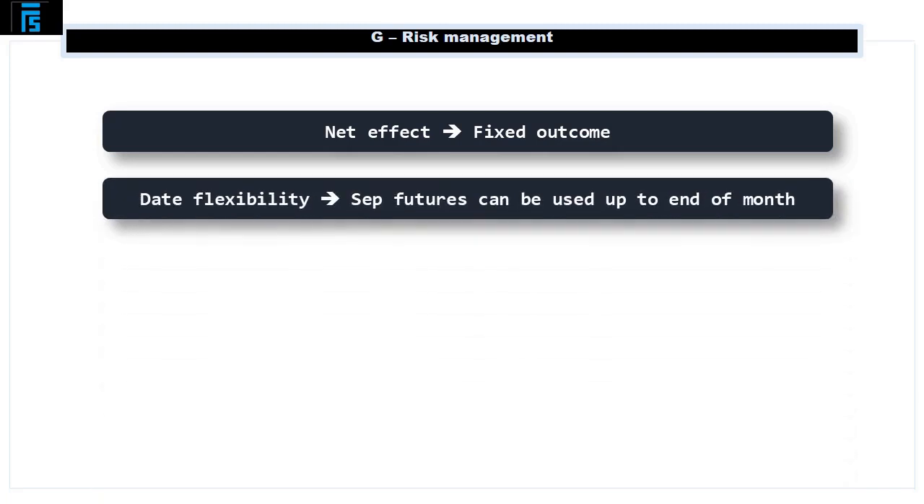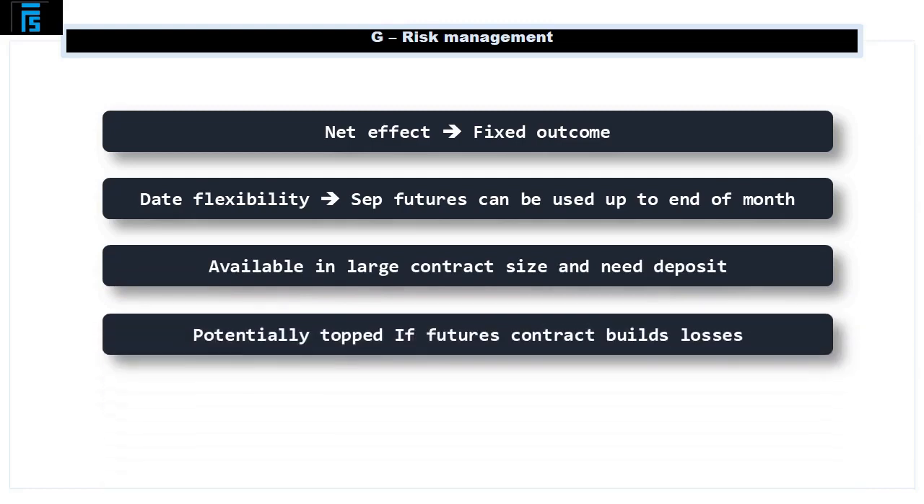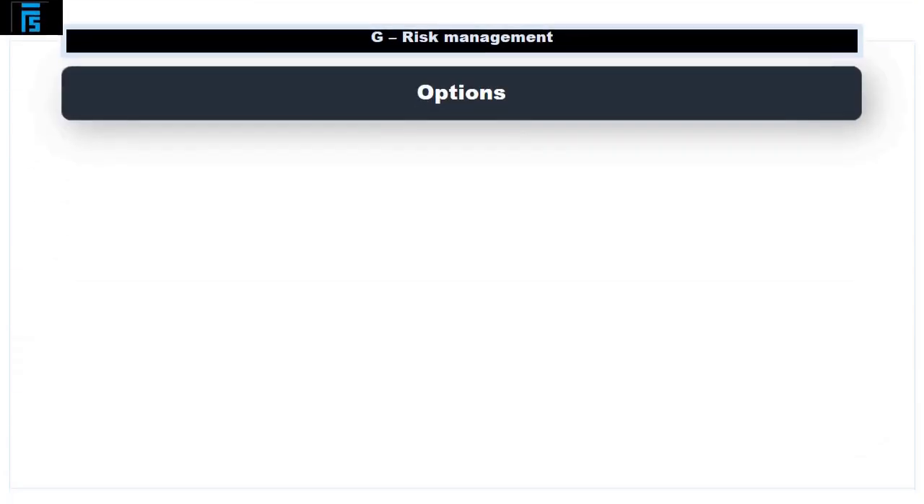Futures give some date flexibility. For example, September futures can be used at any time up to the end of September. So if the customer pays a little late, this can usually be accommodated. However, futures are only available in large standard contract sizes, and a deposit needs to be made and potentially topped up if the futures contract is building up losses in the run-up to the customer paying their bill. Futures can be used equally to hedge payments as well as receipts.